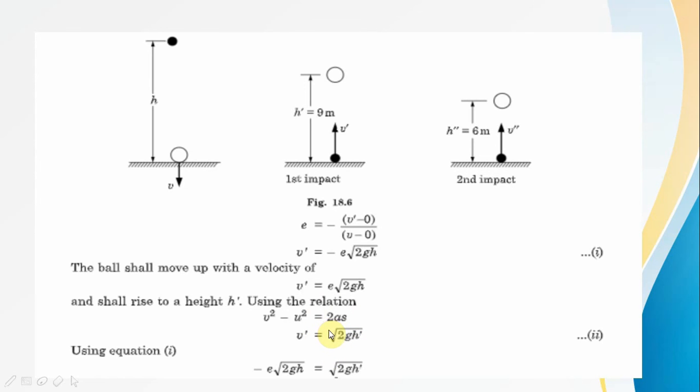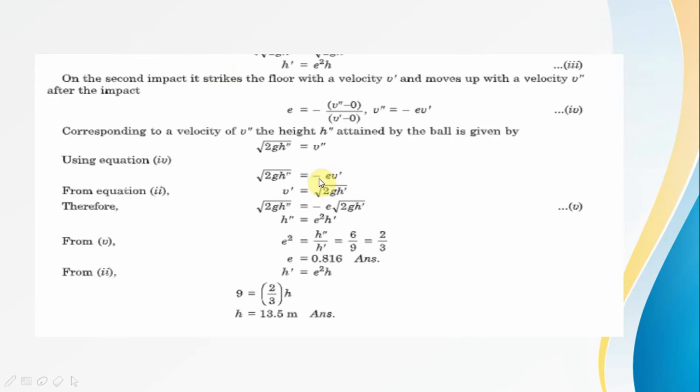So when we put this in here, we get minus e root 2 gh equal to root of 2 gh dash. So when we solve this, we get h dash equal to e square h. So we get h dash in terms of e and h, right? Now let's discuss the second impact, right?